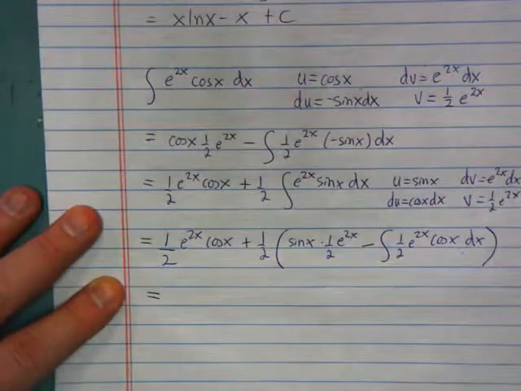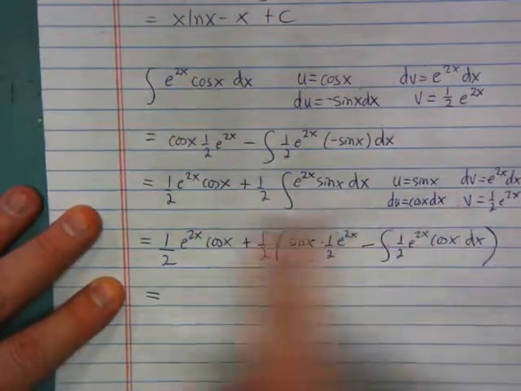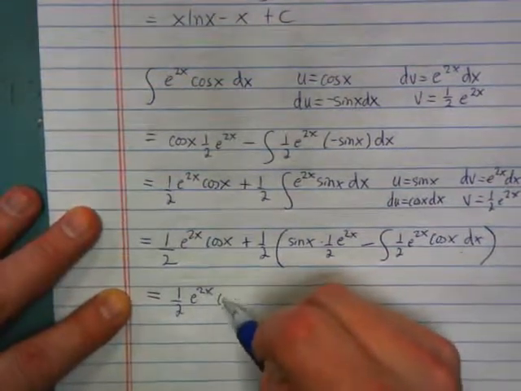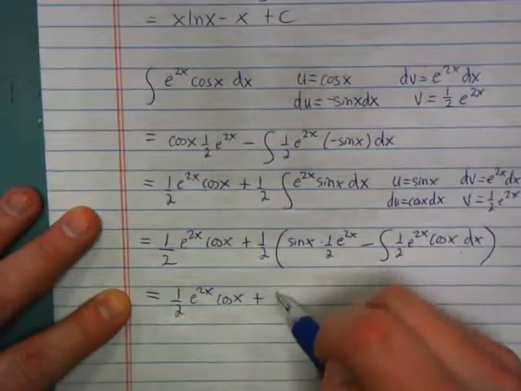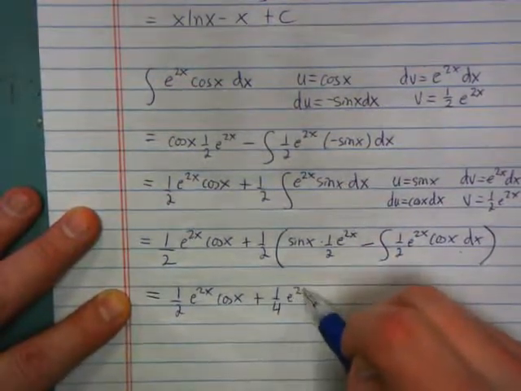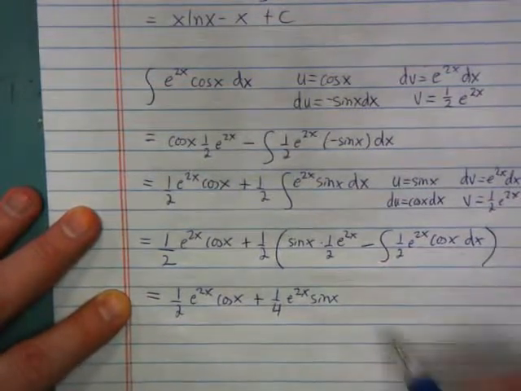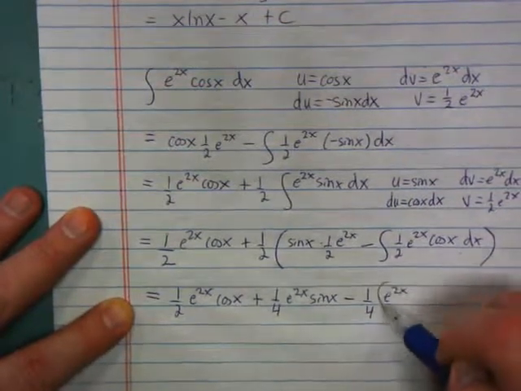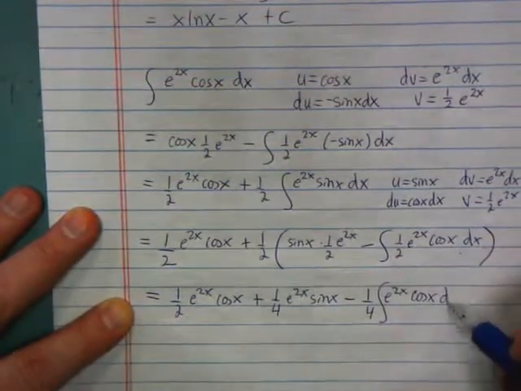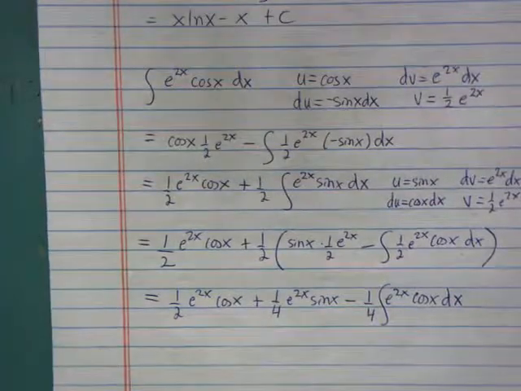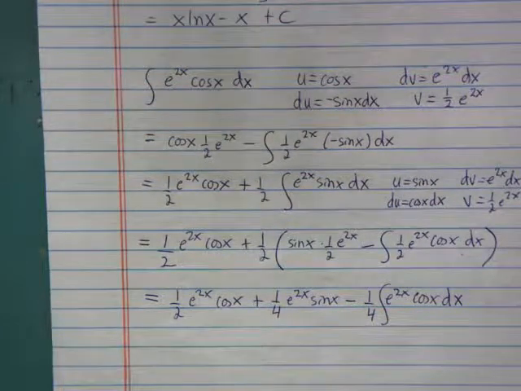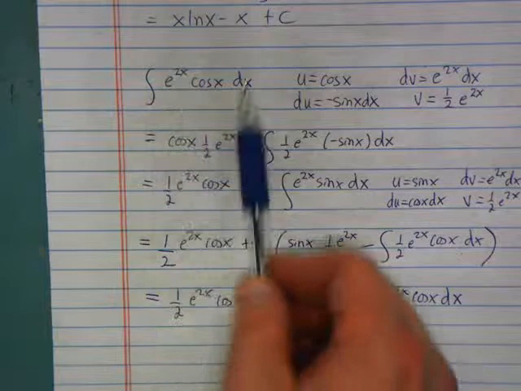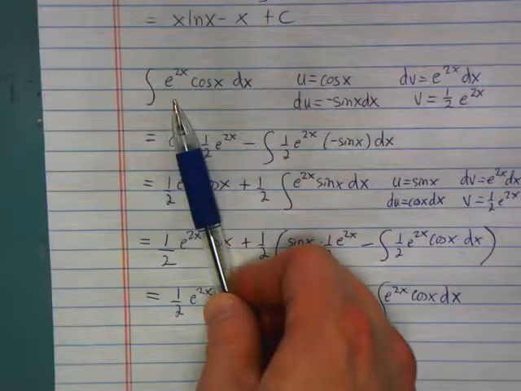All right. So easy step number 1. I'm just going to pull my powers out, pull my 1/2s out, and clean stuff up. 1/2 e to the 2x cosine x plus 1/4 e to the 2x sine x minus 1/4 integral e to the 2x cosine x dx. Correct? Yes. So what you notice at this point is that the integral has cycled around on itself, hasn't it? We're right back to where we started.